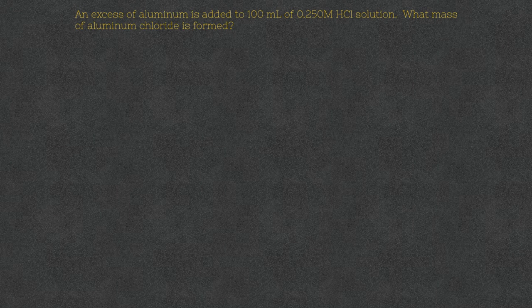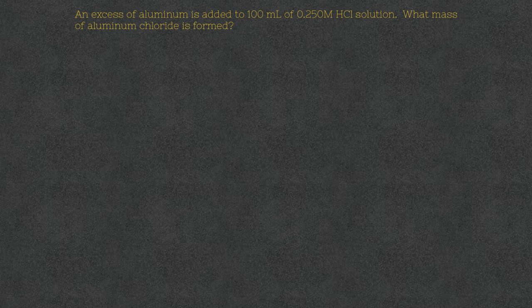Okay, this is another molarity problem we might see, but this one is going to involve stoichiometry as well. So the problem asks us: an excess of aluminum is added to 100 milliliters of 0.250 molar hydrochloric acid solution, HCl. What mass of aluminum chloride is formed? All right, so the first order of business on this one is to write out the equation. Many times we will give you the chemical equation, or the chemical equation will be given to you.